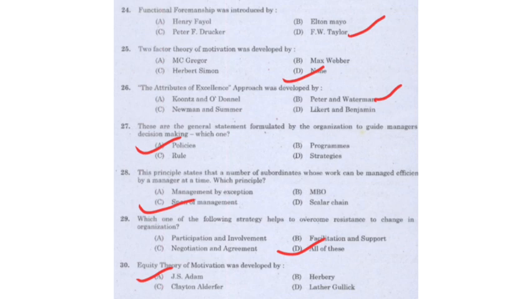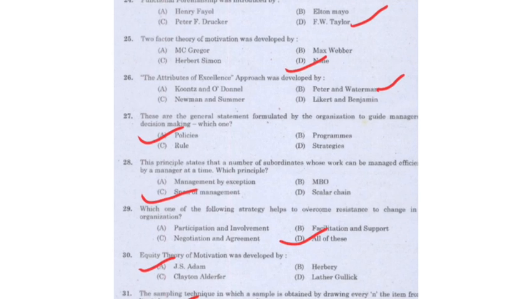And the next question is two-factor theory of motivation was developed by. Actually, two-factor theory of motivation was developed by Frederick Herzberg, and that answer is not given in this question. So here the answer is none of the above. McGregor is the person who introduced theory X and theory Y.